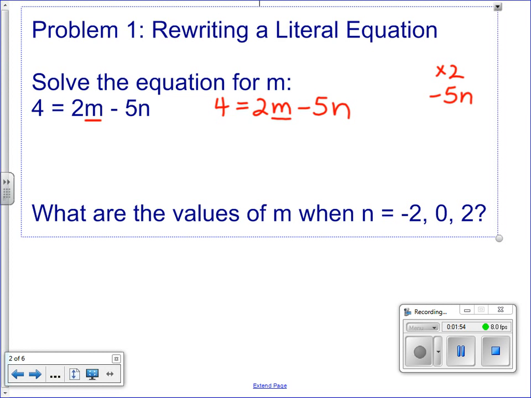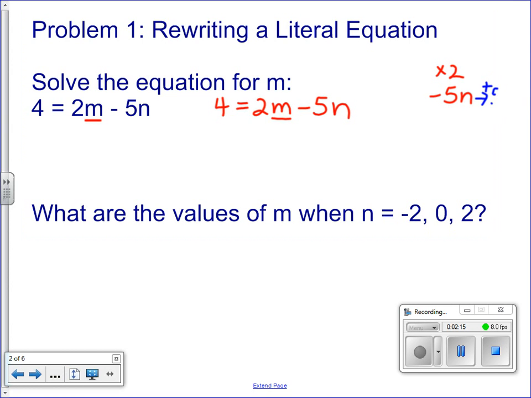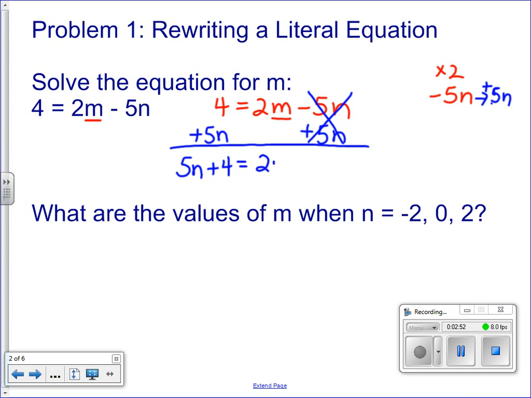So to undo what has been done to the m, we're going to work backwards. And first of all, we're going to undo subtracting 5n, which means that we're going to add 5n. So let's add 5n to both sides. On the left-hand side, since 5n and 4 are not like terms, I'm just going to write it like this, 5n plus 4, or I could have written 4 plus 5n, either way. On the right-hand side, minus 5n and plus 5n is equal to 0. So I'm left with 2m.